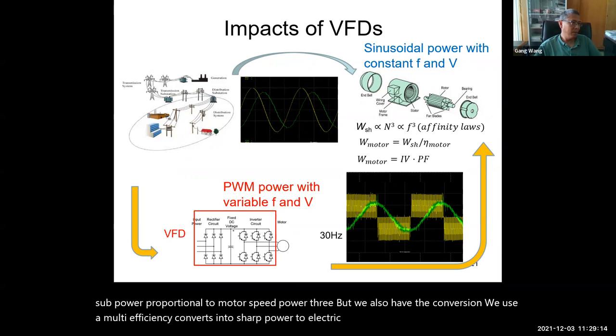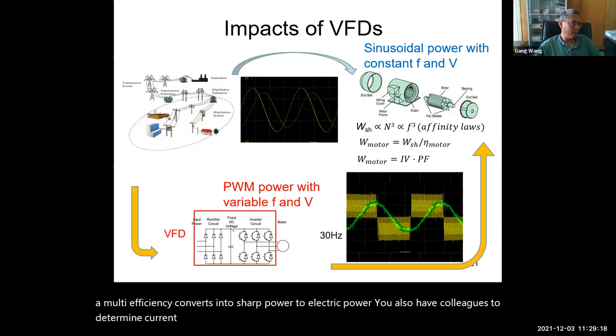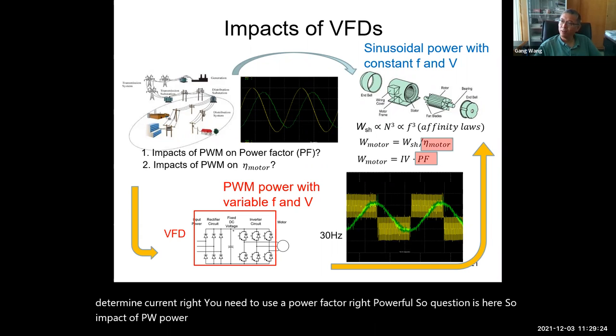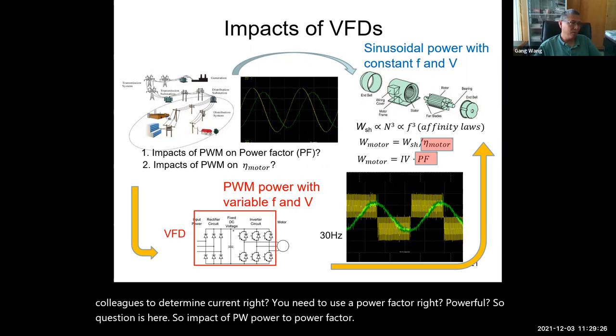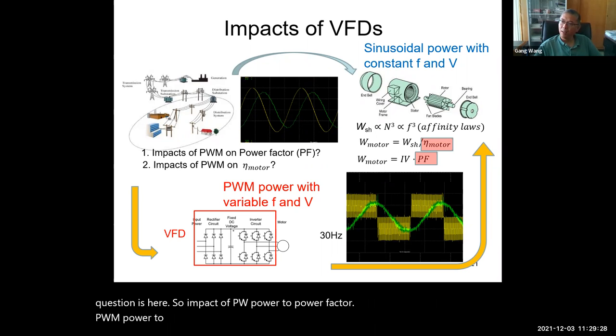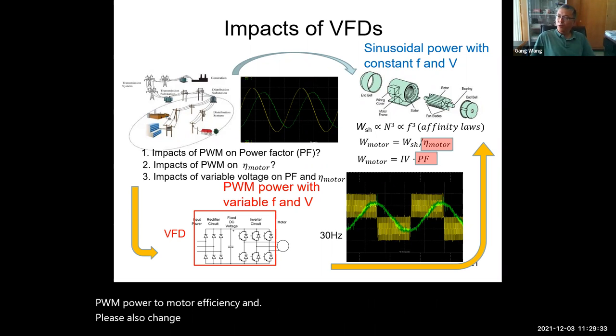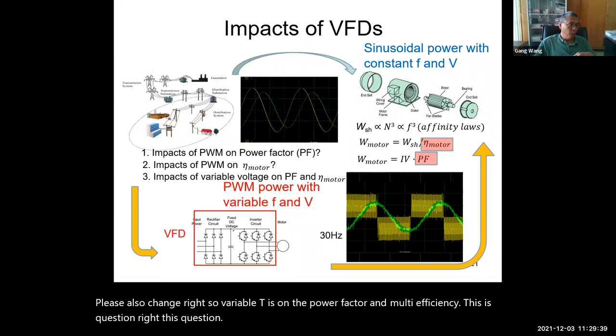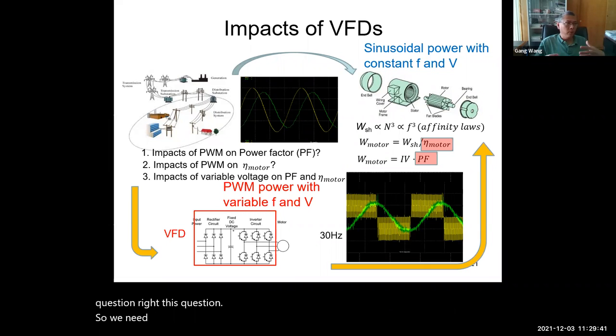You also have to link it to determine the current, so you need to use a power factor. So the question is here: the impact of PWM power on power factor and on motor efficiency, and again, the voltage also changes. So variable voltage affects the power factor and the motor efficiency. This is the question. So let's talk about it backwards.